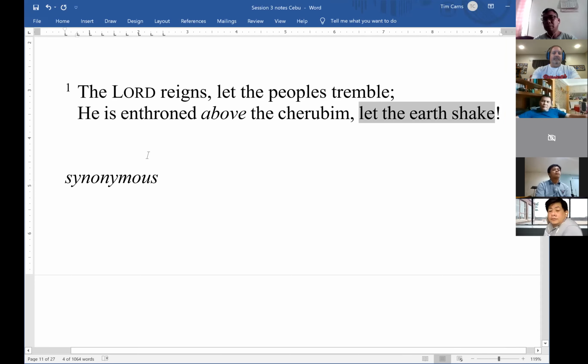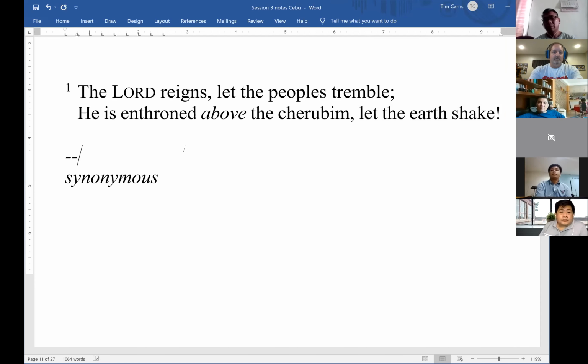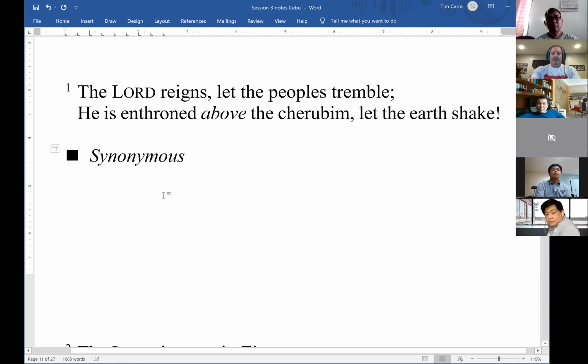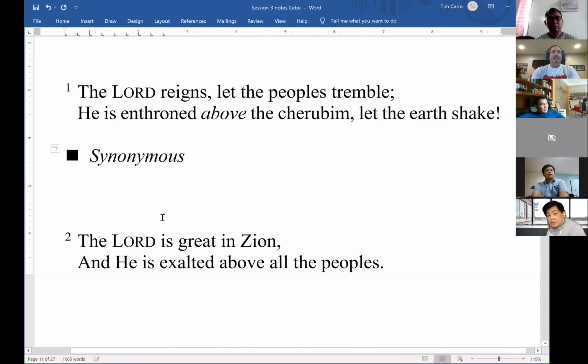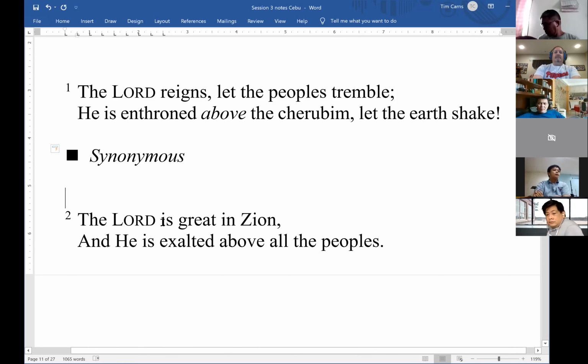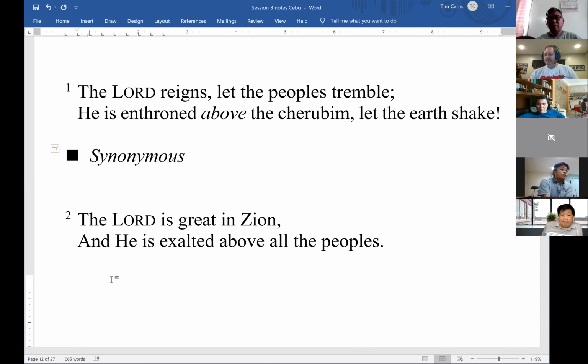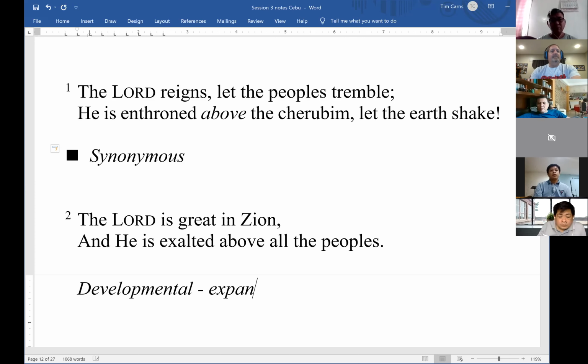All right, very good. So let's do verse 2. And we'll have Eric try verse 2. What kind of parallelism does it look like here? Developmental, is that what you said? What kind? Expand. Okay. What do you guys think? Illustrates. You think it's developmental?